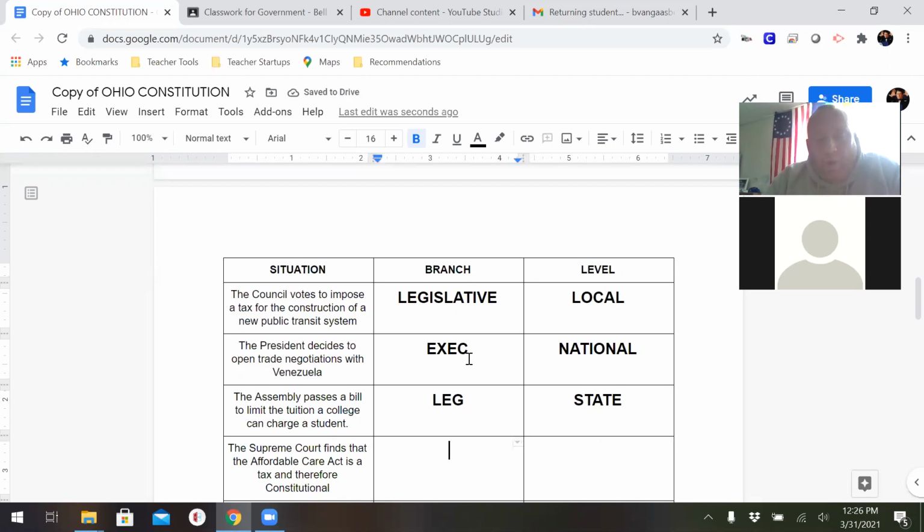All right, the Supreme Court finds that the Affordable Care Act is a tax and therefore constitutional. What branch? And you can go E, L, or J. Okay, executive, legislative, or judicial. It is judicial. Okay, judicial. And would it be national, state, or local? Okay, again, we can abbreviate if you want. Okay, very good. This would be national because, again, it is the Supreme Court.